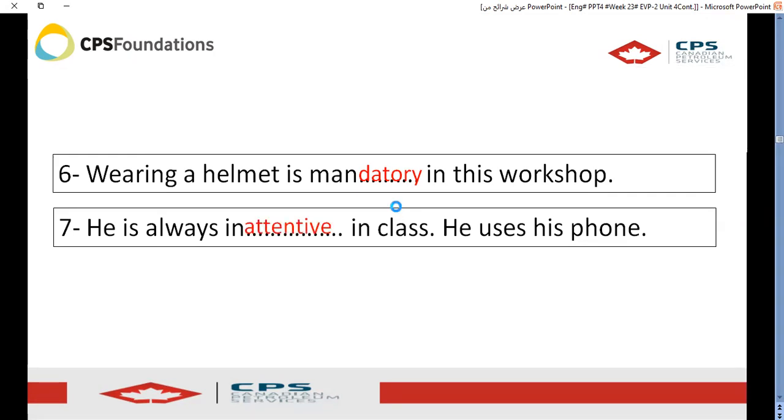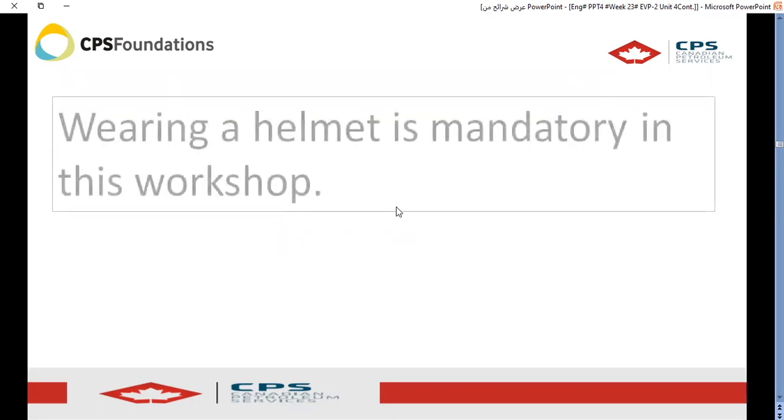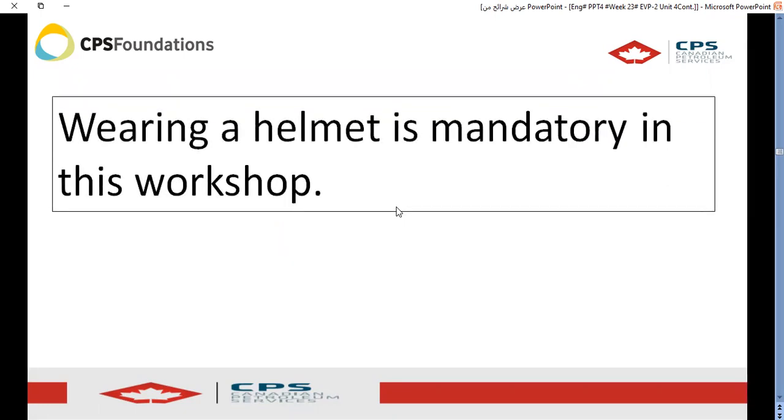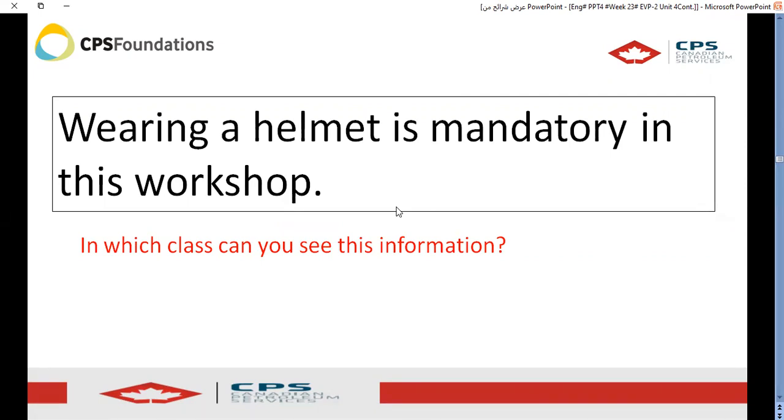Let's look at this last sentence. Wearing a helmet is mandatory in this workshop. Where can you see this information? Who teaches you this? We discuss it together, okay, but who teaches you this? Can you see it in a geography lesson, for example? An English lesson, maybe, or a maths lesson? Excellent, a safety message, a safety lesson, a safety class.